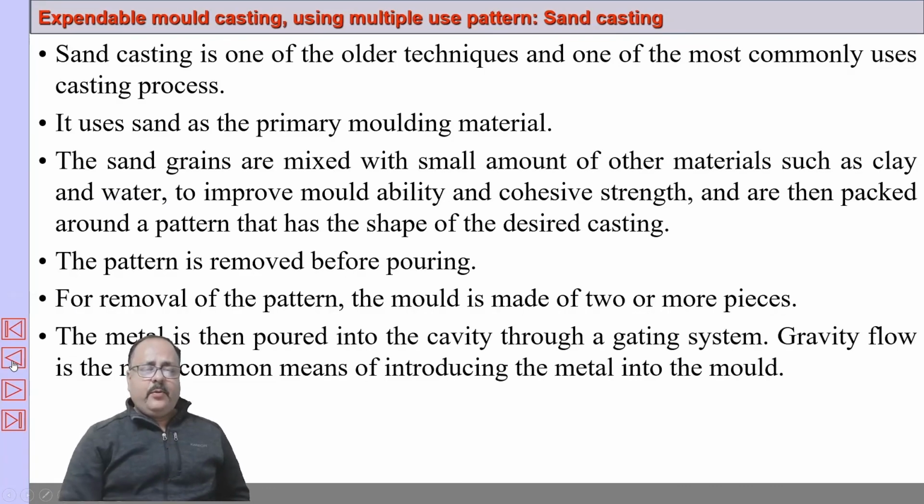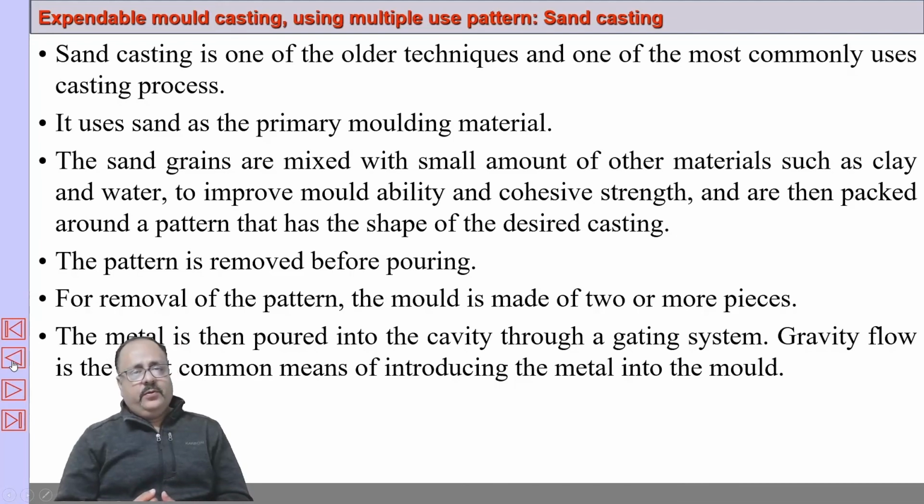Now, one important point I want to make here is that we can cast complex shape. Now, the limitation of the complexity is whether it is possible for us to create that complex mold. Now, how to create that complex mold is using pattern. Now, the limitation actually lies in removal of the pattern. If the shape is such that we can remove the pattern easily, then it can be created. We can do sand casting. So the actual limitation is the removal of the pattern.